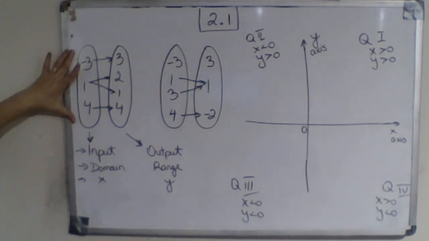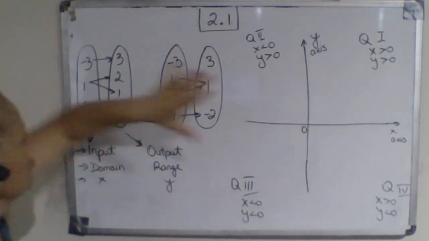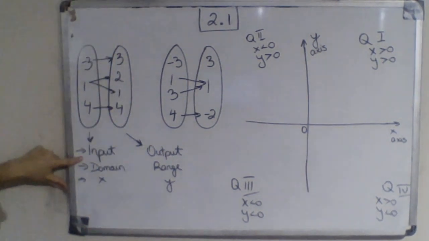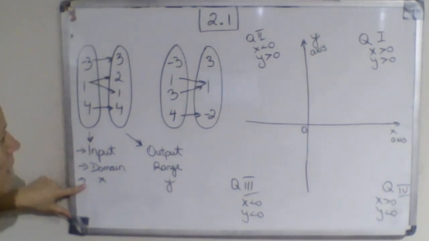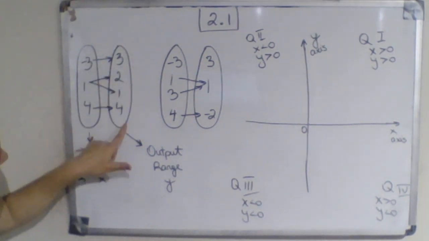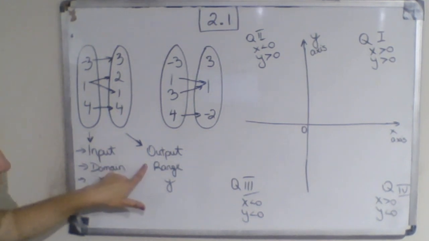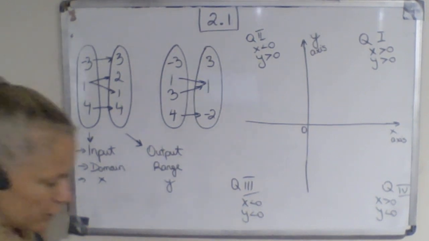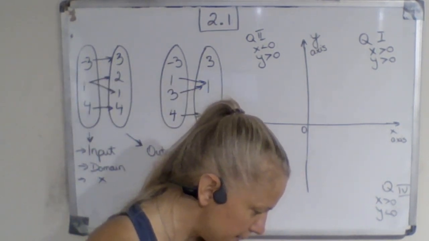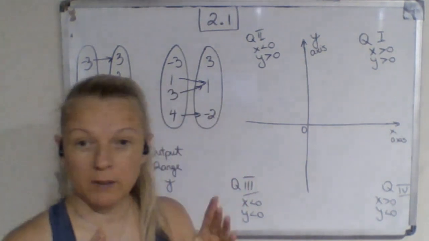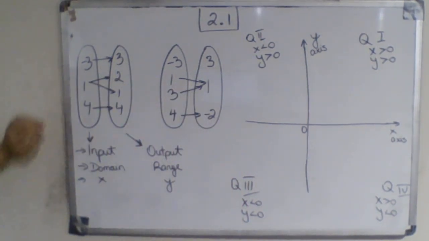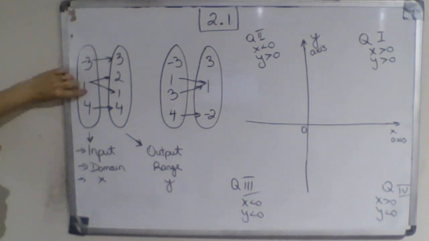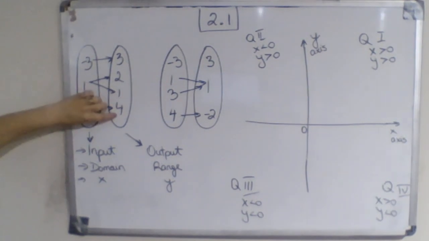We always said these are mappings. Your first little bubble represents your input, also your domain, and those are the x values, right? The second bubble in the mapping represents your output, which we call the range, and it's the y values, right? For it to be a function, there's only one output for every input. So as you look at this, -3 goes to 3, 1 goes to 2, 1 also goes to 1, and 4 goes to 4.